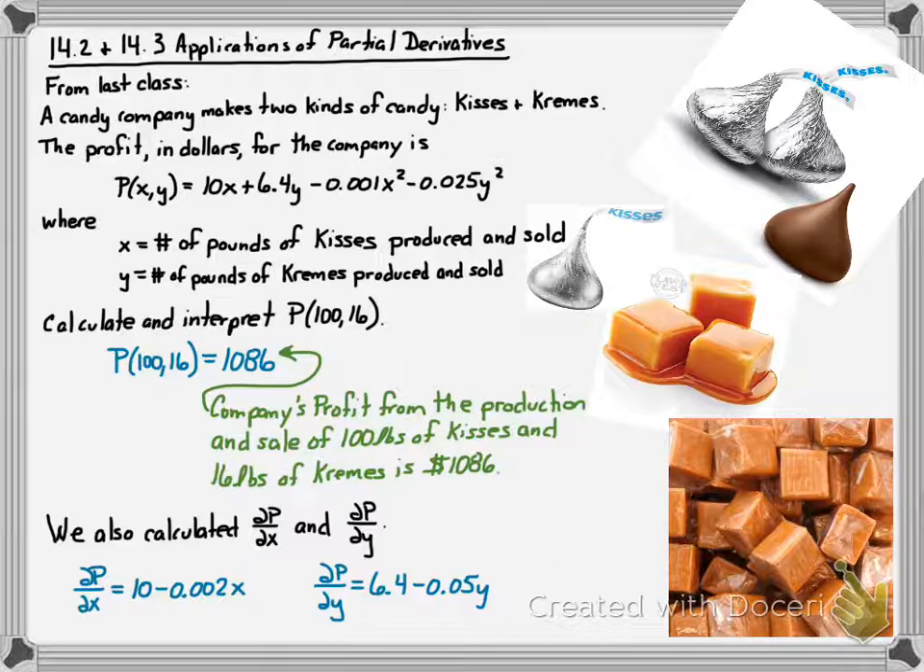And so the idea was, when we calculate the partial derivative with respect to x, we think of x as the variable and y as a number. And when we calculate the partial derivative with respect to y, we think of y as the variable and x as the number. Okay, so what we want to talk about is interpreting partial derivatives.